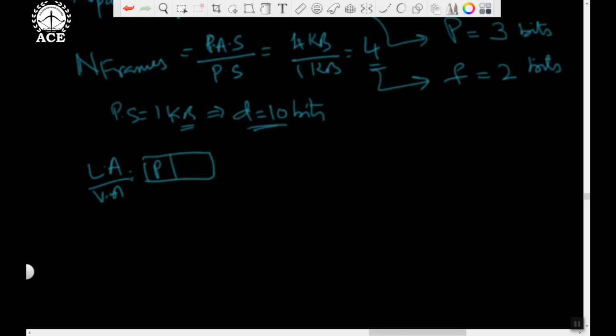Logical address space is 8 KB. 8 KB can be referred with how many bits of address? 13 bits, is it not? Logical address space is 8 KB. So kilo needs 10 bits, 8 needs 3 bits. Therefore 10 plus 3 becomes 13 bits. So that is what I have got from the logical address format.